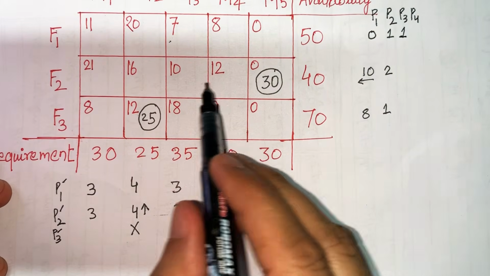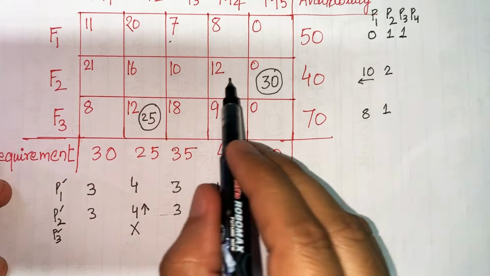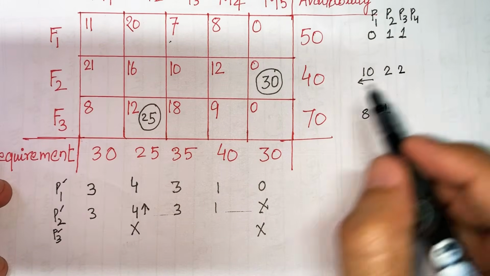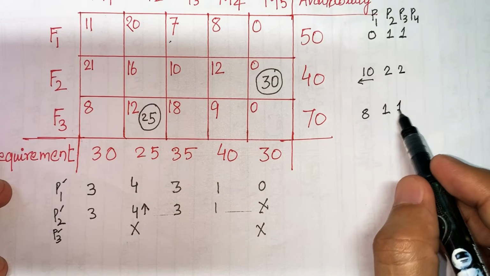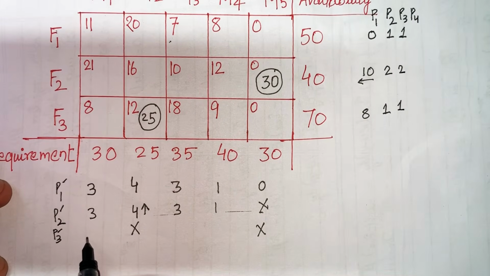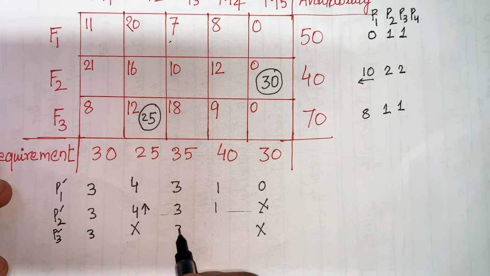It is 10, 12, 21. So 10 minus 12, it still remains 2. It is 9, 18 and 8. So still it remains 1. And I don't think there will be any change in P3. It will still be 3, 3, 1.